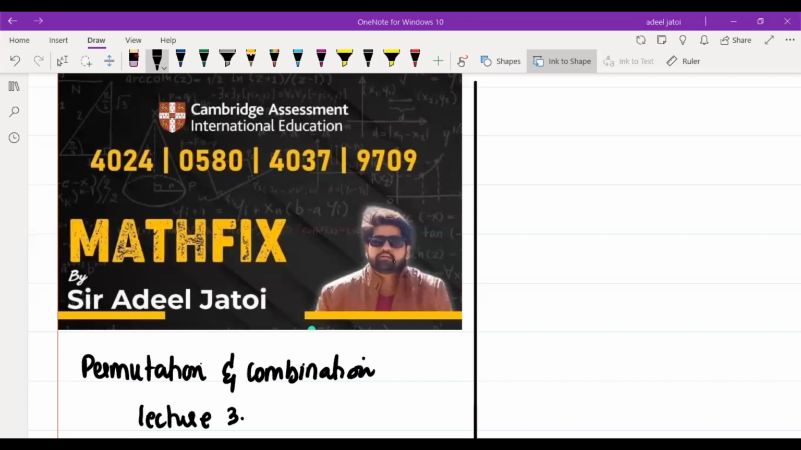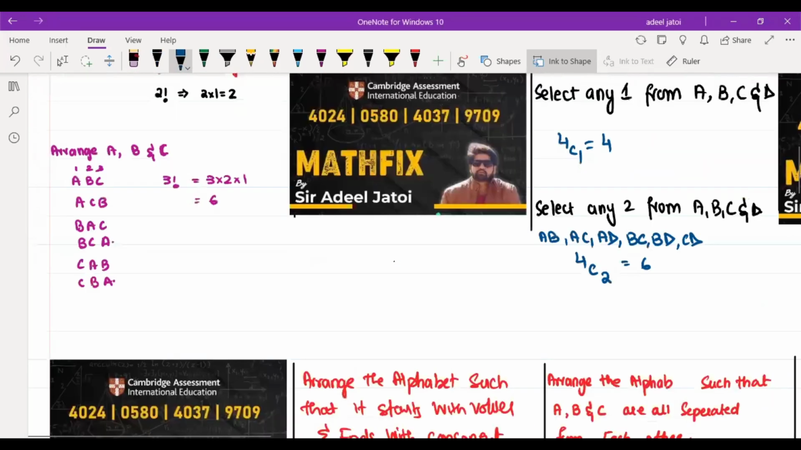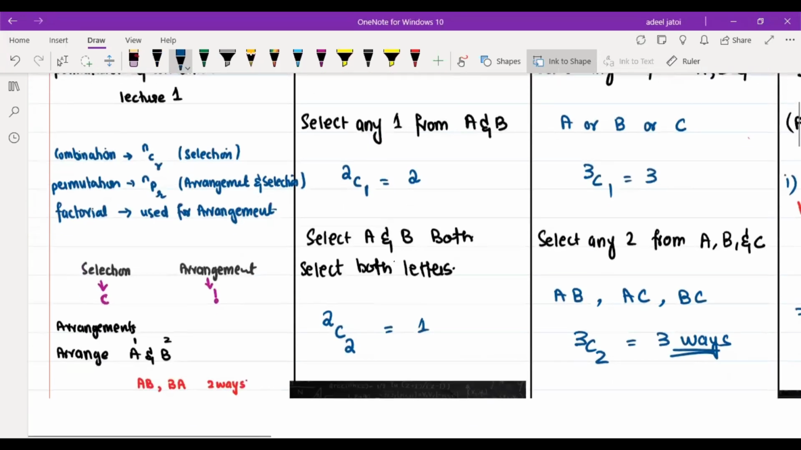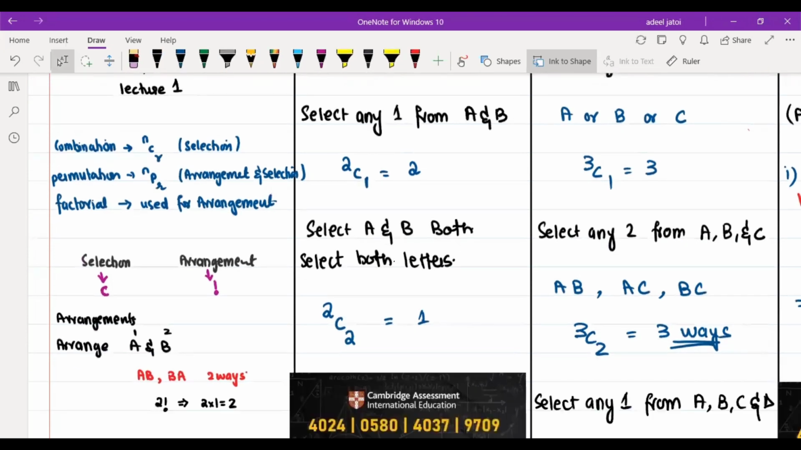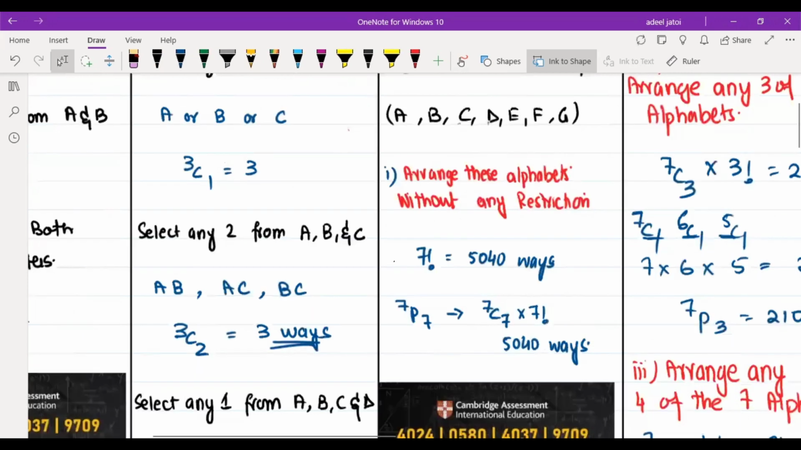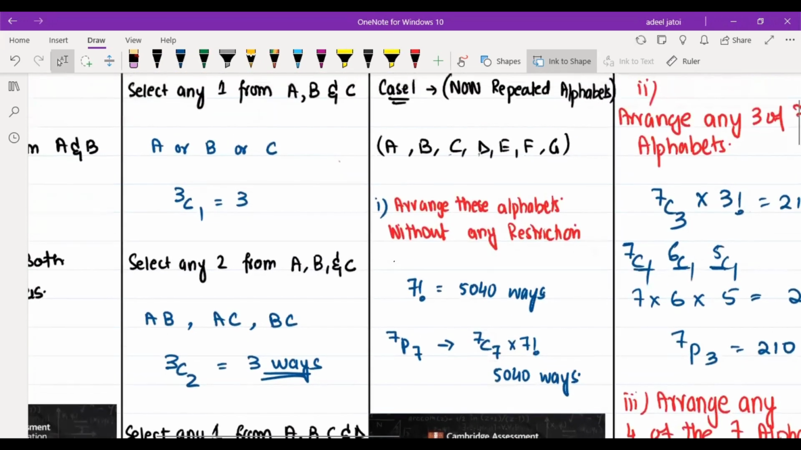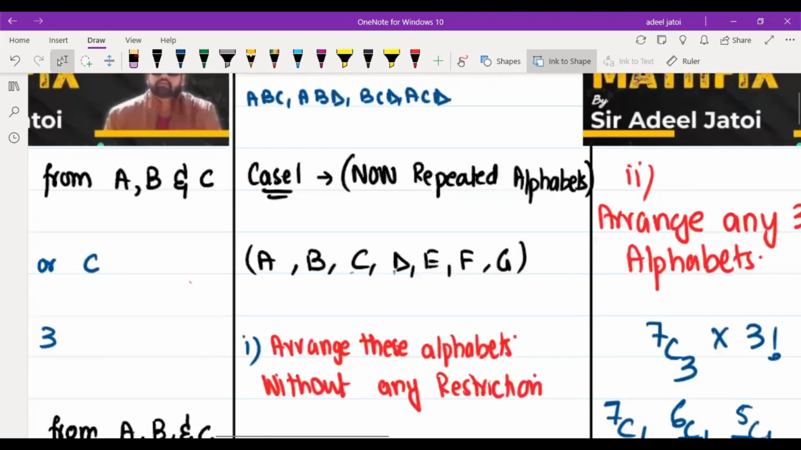Okay, ji. Lecture number 3, permutation combination. So, in the first two lectures, we made sure that we cover the normal permutation combination. We discussed selection and arrangement. Then we discussed how we use factorial and the C. And then we started off with case 1.